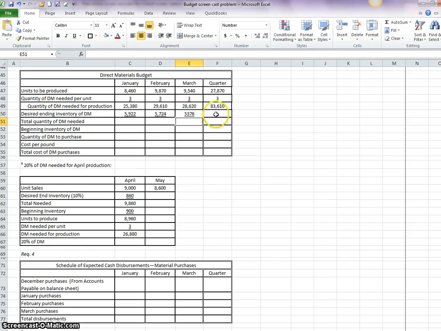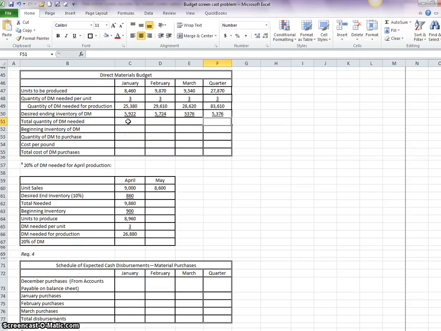And now remember, the end of the quarter, March 31st, is the same as the end of March. So it's got to be 5,376. And it seems like the quarter columns are always where people get confused because they want to add things across when it doesn't make sense. For instance, units to be produced, you can add those across and you can add the total quantity. But whenever it's a beginning or an ending inventory, or like a beginning cash balance or an ending cash balance, you have to go with the date. You can't sum it across.